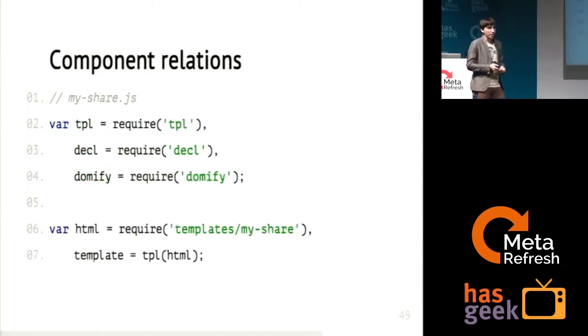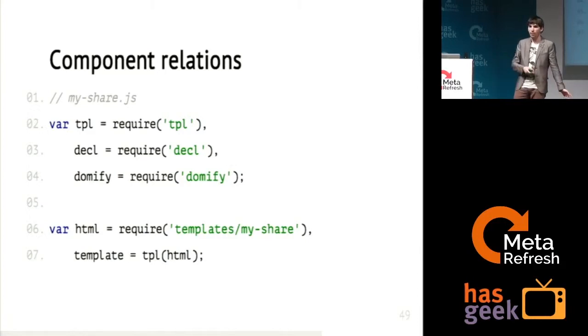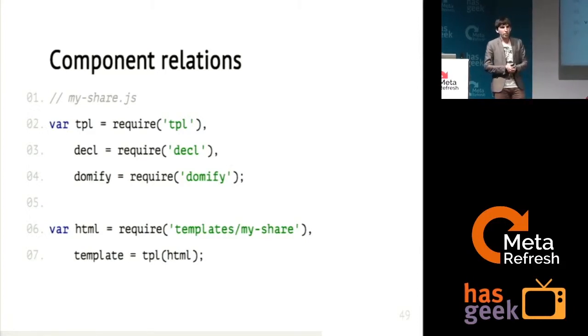Well, it's time to write some JavaScript. On top of our module, we ask for dependencies using this require function. We don't get them from globals or any namespace. And this keeps our component isolated from other components, from other modules. Then we simply require our template and turn this template into a template factory in order to reuse it.